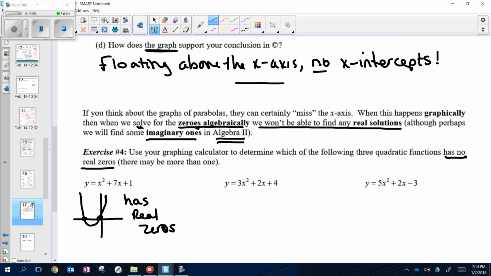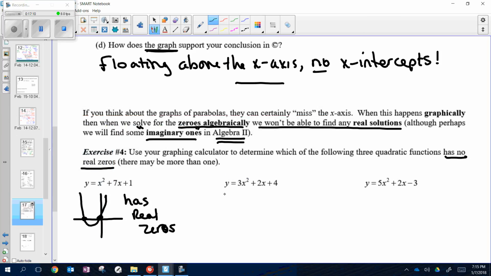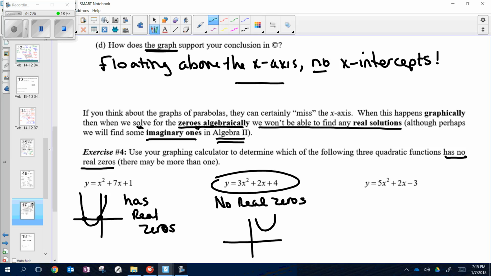Let's check out the next one. If you look at this graph, you can see that it's completely above the x-axis. It's floating up there. It does not have any x-intercepts along the x-axis. So this one has no real zeros. And again, that's because the graph was floating. It doesn't have any x-intercepts. And we will graph the last one and see what that one's doing.